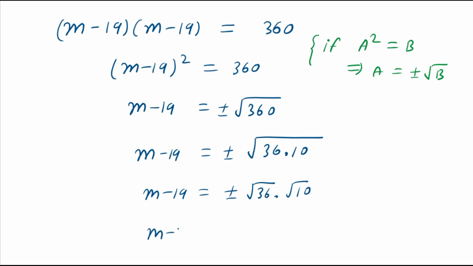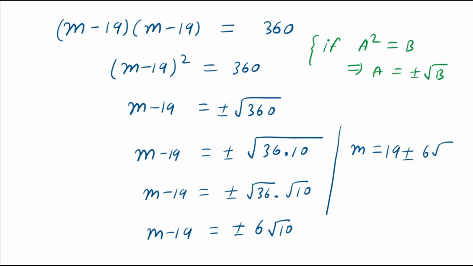Then m minus 19 is equal to plus minus the square root of 36, which is 6, and here square root of 10. Then the value of m is equal to, if we add 19 to both sides, 19 plus minus 6 times square root of 10. We have two possible values of m.